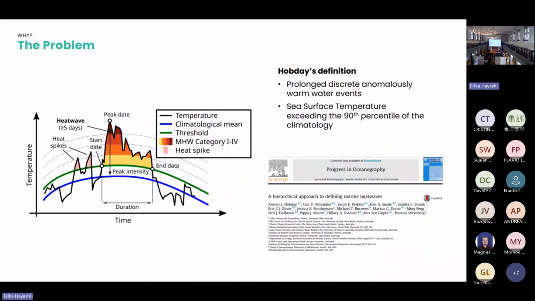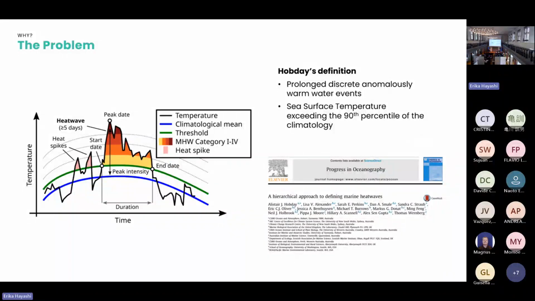In terms of the definition, the original definition, which is proposed by OBDE, concerns climatology definition. So we calculate the climatology, the 90th percentile, using a reference period that can be the WMO 30 years period, and then we smooth it out.